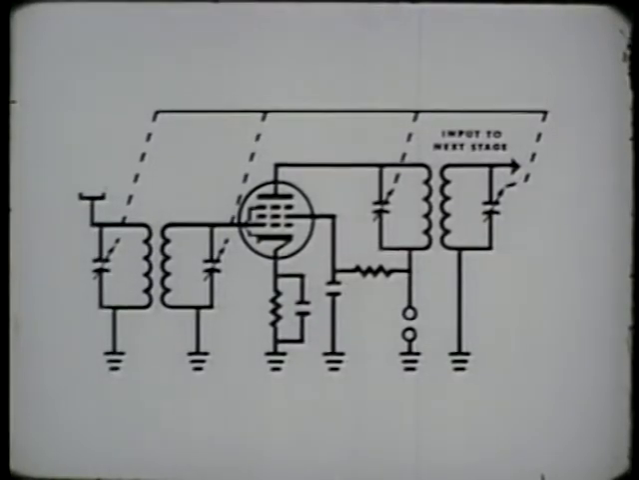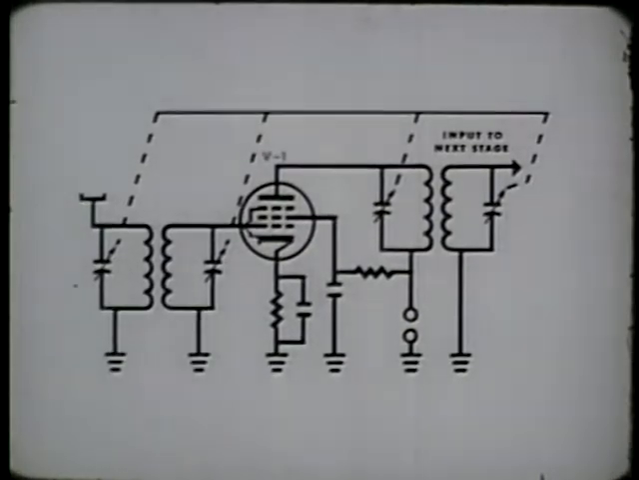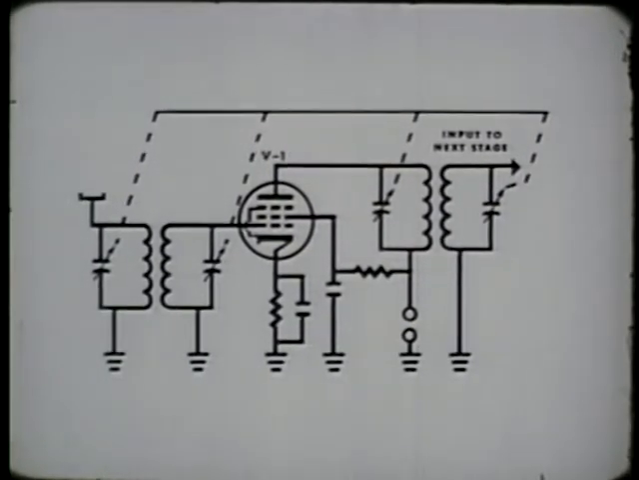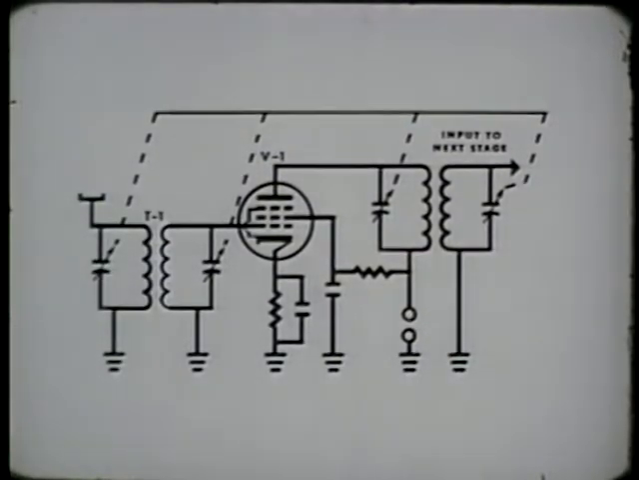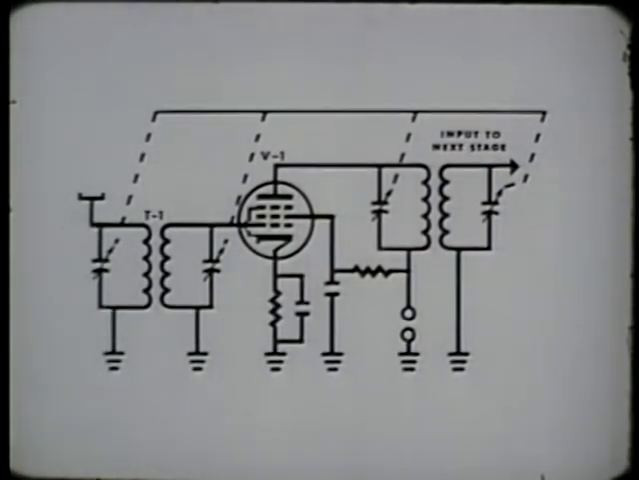Now let's analyze a typical tuned transformer coupled circuit. Pentode tube V1 is operated as a Class A amplifier. This is determined by the cathode resistance and the fact that there is a very low DC resistance in the grid-to-cathode path. That is the secondary of T1. There are two reasons for operating the stage in this manner. One is that the grid will be more sensitive to any voltage change. And two, the tuned transformer makes the stage very selective.